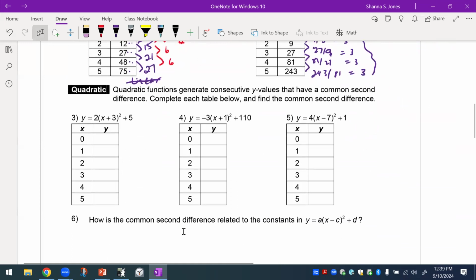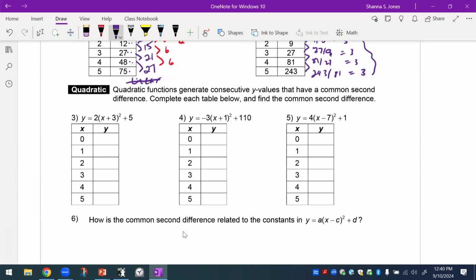Here are the quadratic functions, and we're going to generate consecutive y values that have a common second difference, right? So we're going to complete each table. The goal here is to not have to do it a lot of times. We should be able to do this kind of like in our heads a little bit. So really quick, if I substitute in 0, we're going to work ourselves through PEMDAS, right? Parentheses, exponents, multiply, add or subtract, right? So we're substituting 0 in.